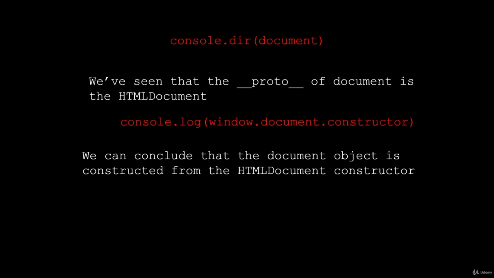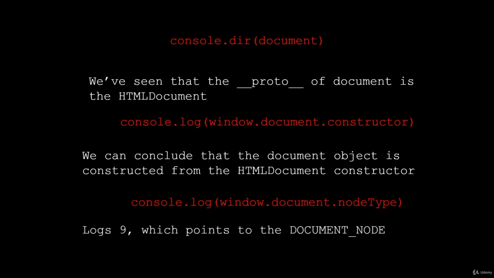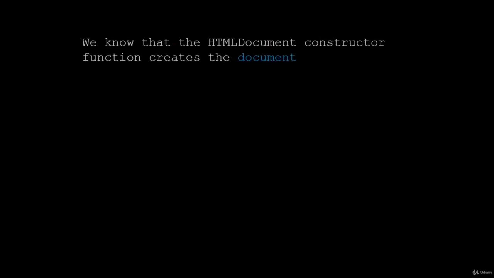Okay, great. So now we've got our document that we're all used to using, but what is that document? Well, to find out, we can just console log its node type. So we access the window document node type. And as you'll find out, it console logs 9. And 9 is the code for the document node. We know that the HTML document constructor function creates the document. And we also know it's of type document node.